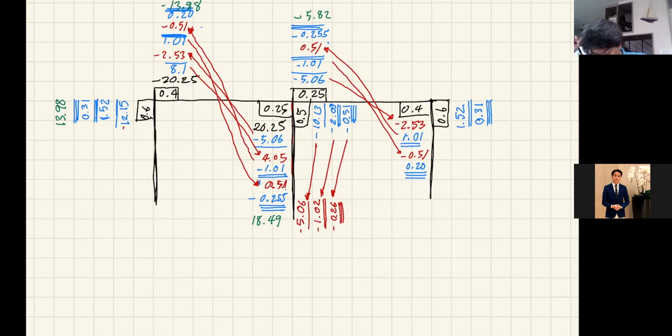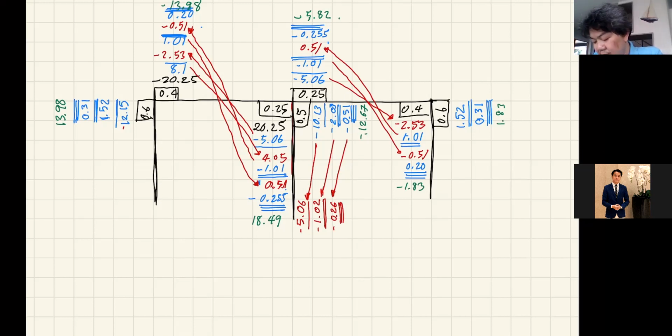Okay, it's minus 12.67. Now you sum them up, minus 12.67 and minus 5.82, that should be equal to 18.49. Okay, so back to the end of member BC, that's minus 1.83, and this is 1.83. Okay, so that is the end of our first category of moment distribution.